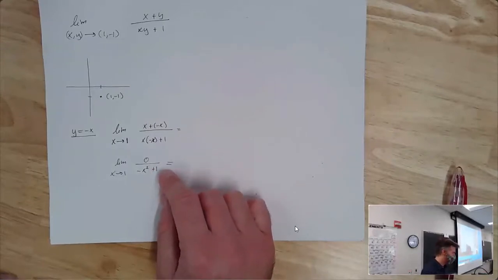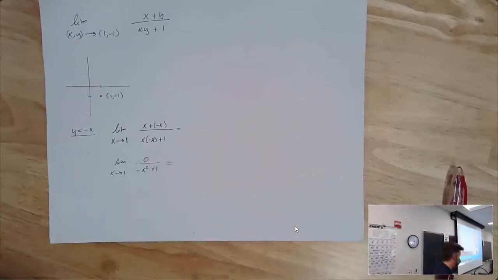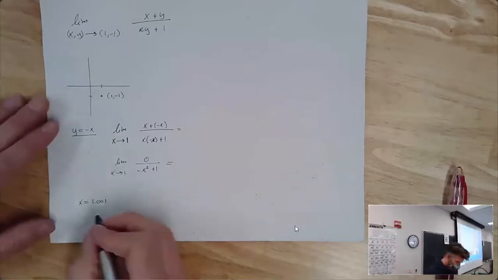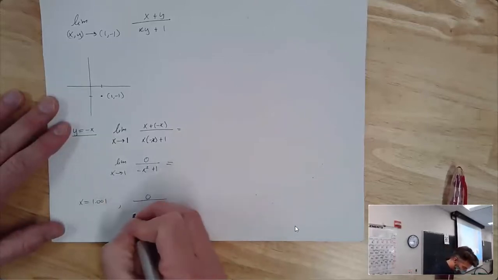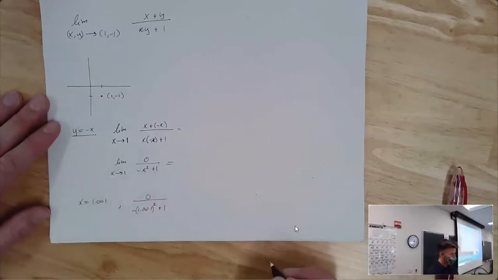Is the denominator 0? It's not. I know we might think it is, because when you say x is 1, you get negative 1 plus 1. But remember, x is not actually 1. It's just close to 1, which means your denominator isn't actually 0. It's just close to 0. So x could be something like 1.001. What if x was equal to 1.001? Well, then 0 divided by negative 1.001 squared plus 1, what would that equal?